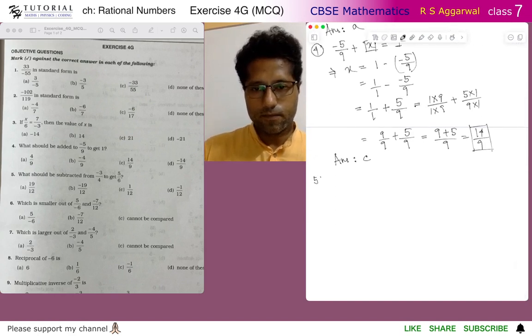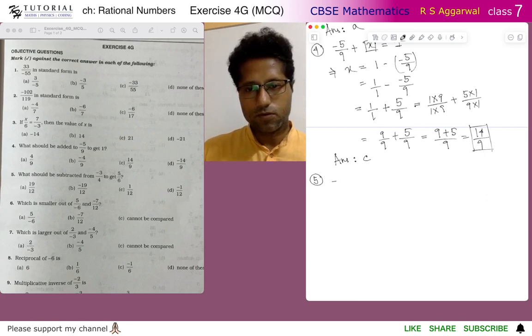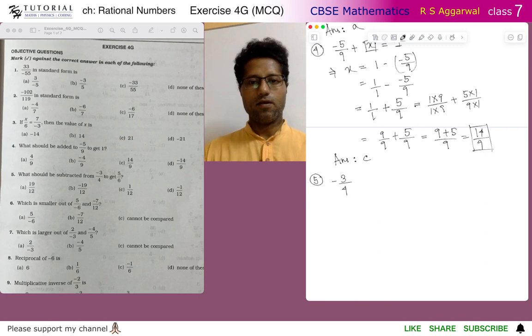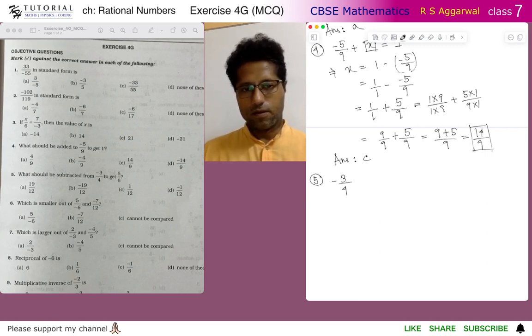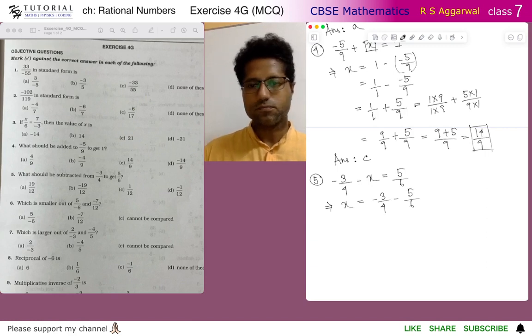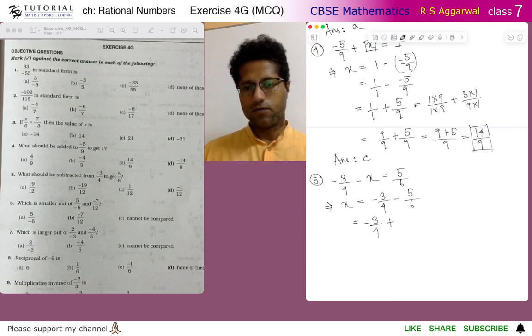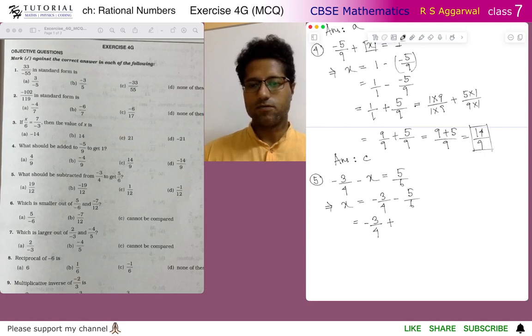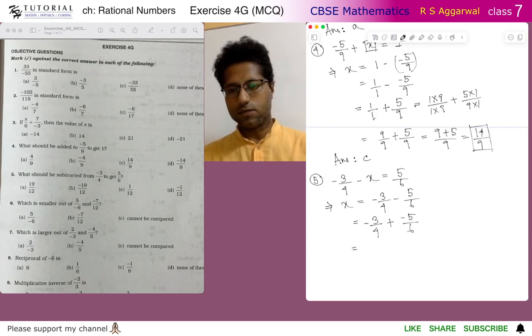Question number 5. What should be subtracted from minus 3 by 4 to get 5 by 6? So let's say that x should be subtracted. So we have this problem statement: minus 3 by 4 minus x equals 5 by 6. This implies x equals minus 3 by 4 minus 5 by 6. So this is a subtraction of two rational numbers. We know that subtracting a rational number is equivalent to adding its additive inverse. So we have to add the additive inverse of 5 by 6, which is minus 5 by 6.